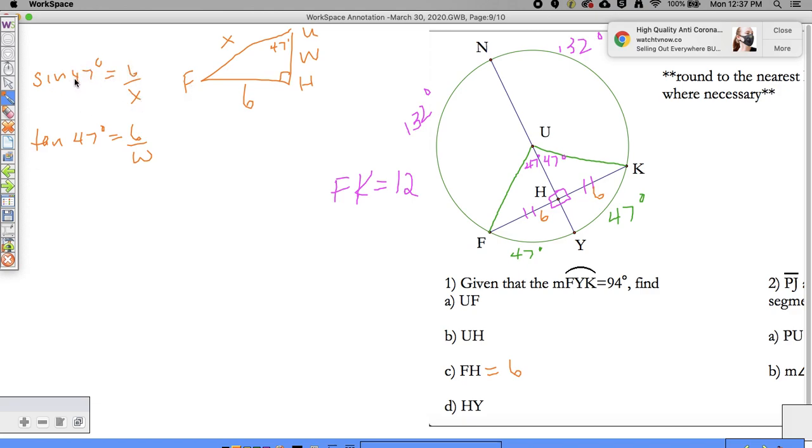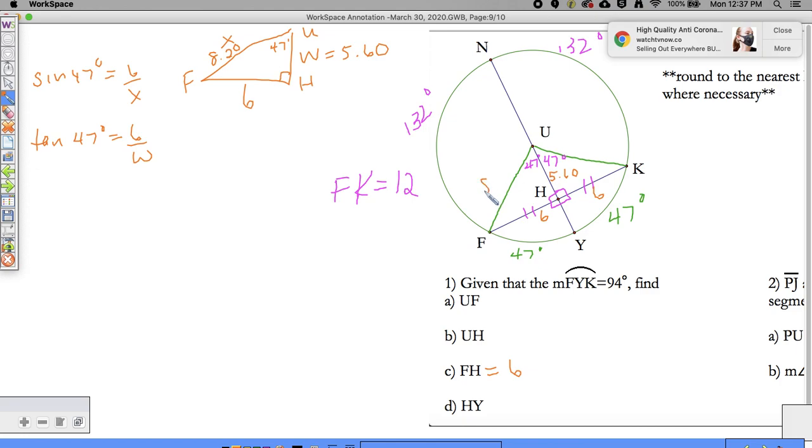So if I look at this, that means that x is going to be equal to 6 divided by the sine of 47. Make sure I'm in the right mode. I am not. I'm in radians on this particular calculator. Okay, so 6 divided by the sine of 47 is 8 point, so this is equal to 8.20. And then 6 divided by the tangent of 47 is going to be equal to 5.60. If I round up, 5.60. Okay, so this is 5.60.